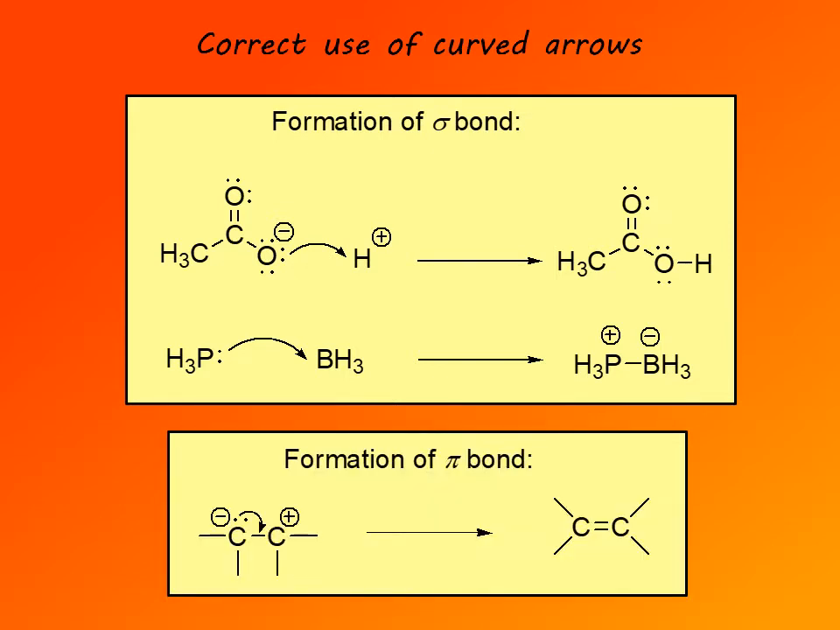In this example, we have formation of a pi bond. So free electron pair is moved in the space between the two atoms, between the two carbons. We can see that carbon on the left has free electron pair and carbon on the right an empty orbital. So now we move free electron pair in the space between two carbons, and the result is formation of pi bond, of second bond of the two bonds that form a double bond.